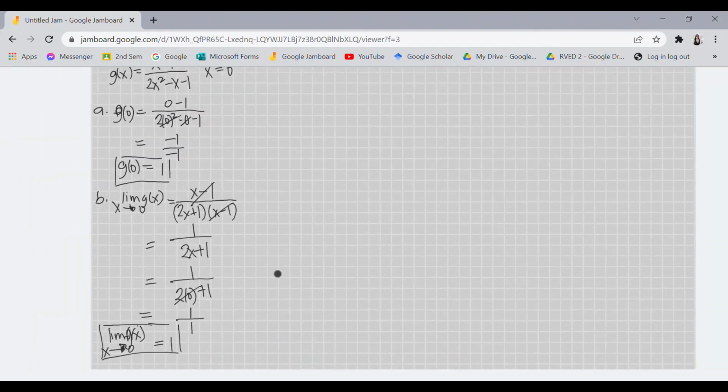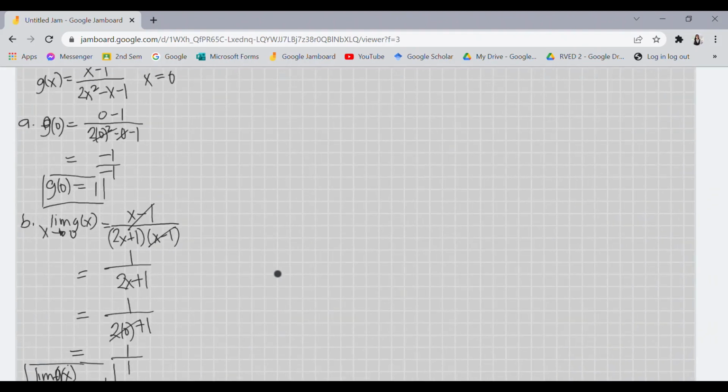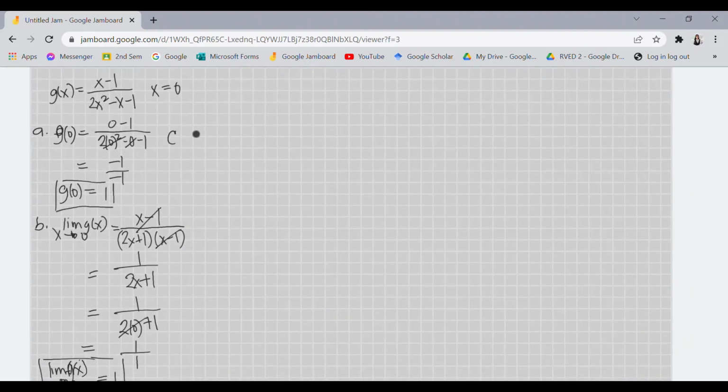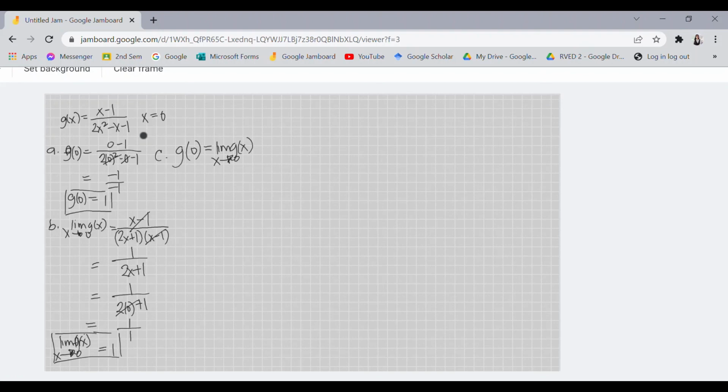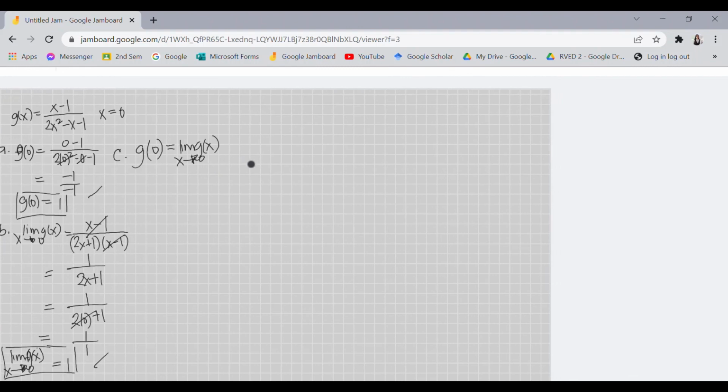Okay? So, if A and B are both equal to 1, therefore, pagdating nyo dun sa letter C, you can write g of 0 is equal to the limit of g of x as x approaches 0. You should not miss this part. Ito'y kasama sa condition. This is one of the conditions na kailangan natin ma-meet. So, kahit kayo ay may solution for this part, this one justify that continuity. So, dapat kasama din to sa isusulat nyo in your answer.